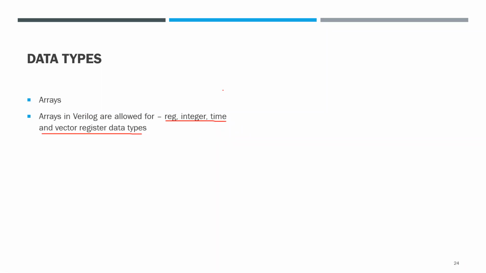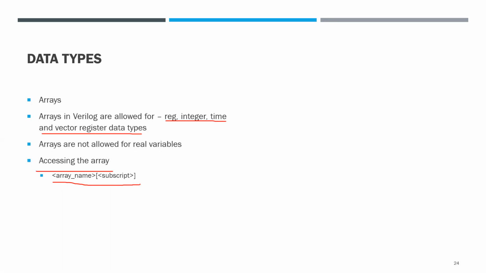Now, if we are speaking of arrays, how do we access any element of an array? These are the things we have to look out for. The first thing is accessing the array. How do I go ahead? I make use of this syntax in order to access the array: the array name, and in square brackets you put the subscript. We'll just see an example of how it is done.